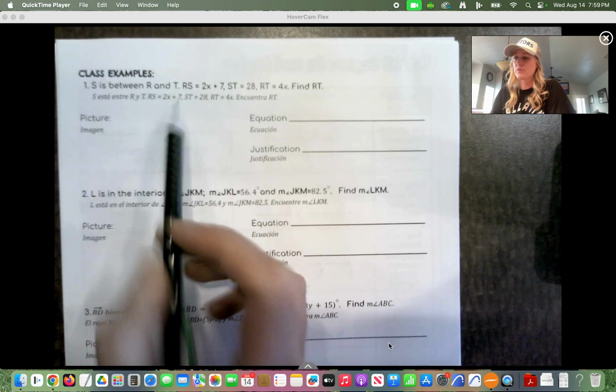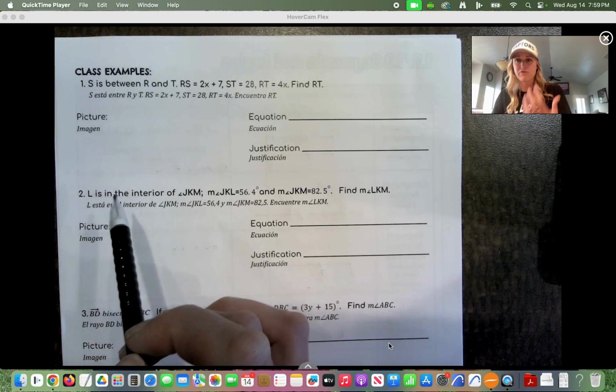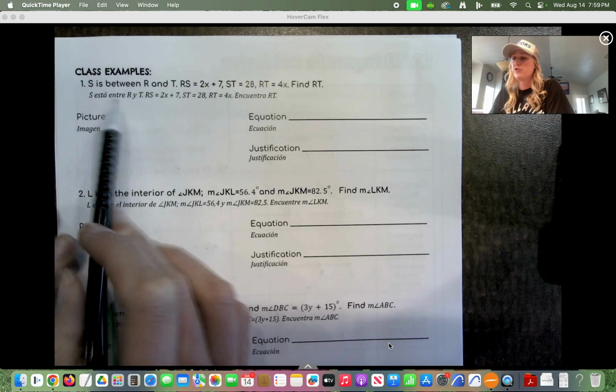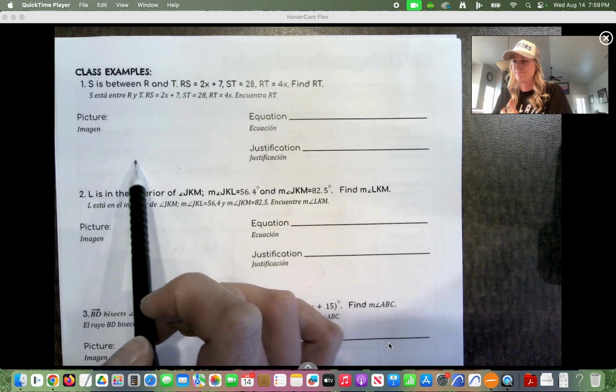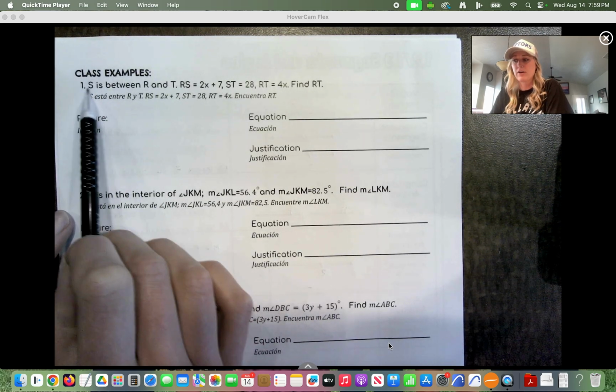Okay, so the first thing we want to do: geometry is always dealing with figures. It's a great idea to draw a picture if you are not given a picture. So we're going to read what's going on and then try to draw a picture to go with these statements. Okay. So we have S, notice it's a capital letter, so I know that's a point.